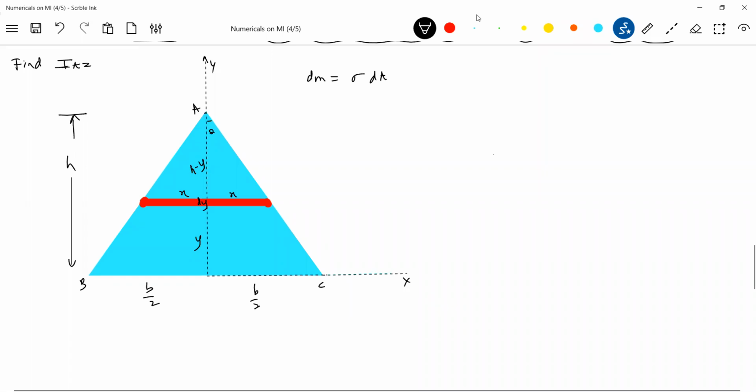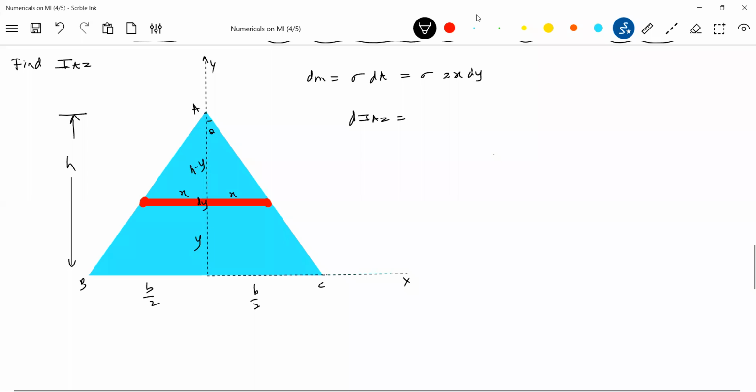So this everything should be equal to sigma into 2x into dy. Keep it here. Now it is asking IAZ, no? So what you're going to do? You're going to apply the parallel axis theorem. So dIAZ should be equal to the moment of inertia of this strip about axis passing through its center perpendicular to the plane. How much should it be?